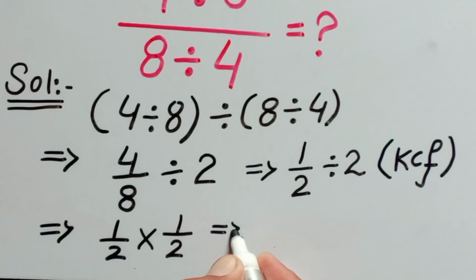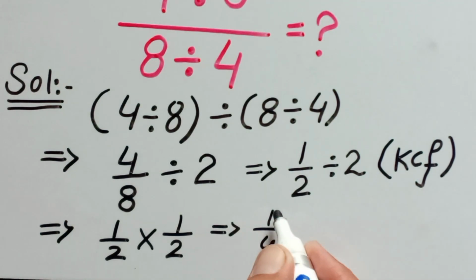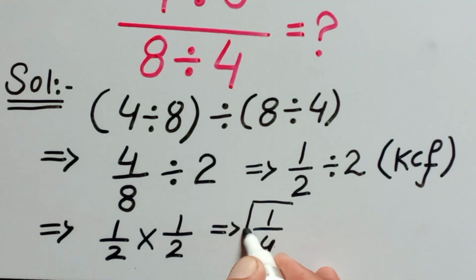Further simplifying when we multiply, the answer is 1 over 4. This is the final answer of this expression.